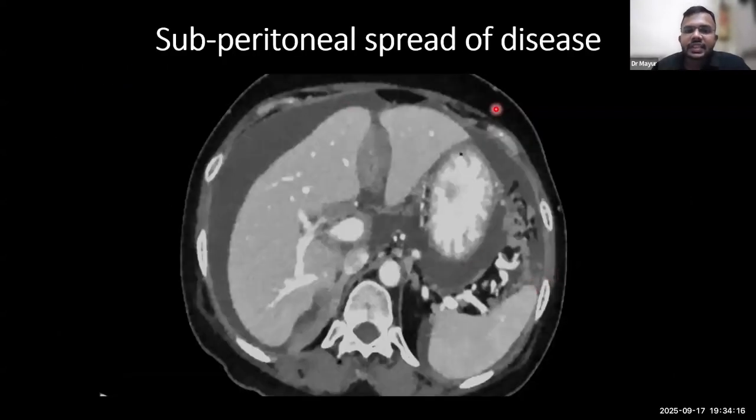Subperitoneal spread of disease is spread of disease along the peritoneal ligaments. As in this case, there are multiple deposits seen along the gastrosplenic ligament, gastrohepatic ligament, and along the falciform ligament, and involvement of the lesser omentum has led to the disease spread to the periportal space.